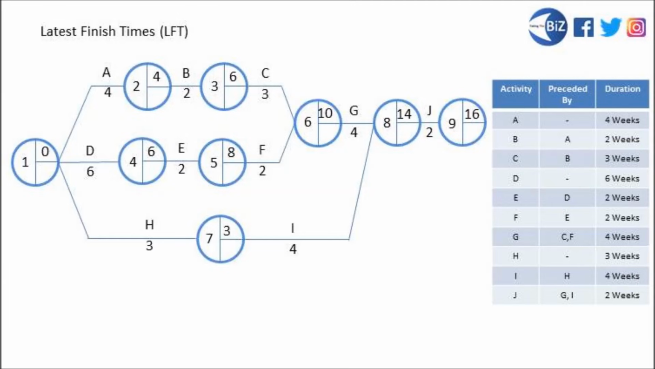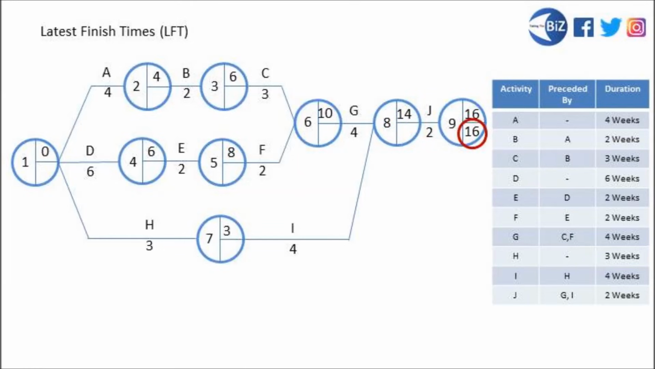Now with our earliest start times, you can see that the earliest start time for each activity goes in the node to the left of it. So the earliest start time for activity D is shown in node 1, before D is drawn out of it. The latest finish times actually go in the node after an activity is complete. So we'll pop 16 in there. That 16 is the latest finish time for activity J. So its earliest start time is written in node 8, 14 weeks, and its latest finish time is written in node 9.